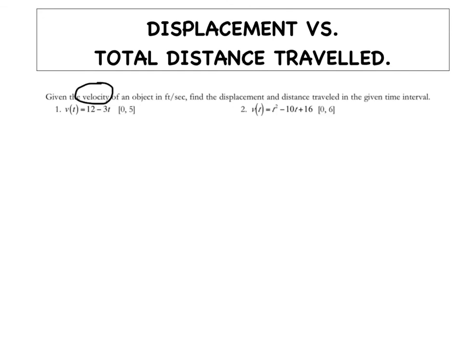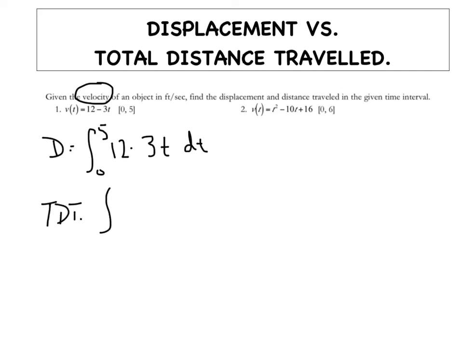They've given us these velocity functions. That's perfect. I'm going to say that my displacement is the integral from 0 to 5 of 12 minus 3t. That would be a great one to integrate, pretty easy to find. And the total distance traveled would now be the same bounds, but using the absolute value of 12 minus 3t.